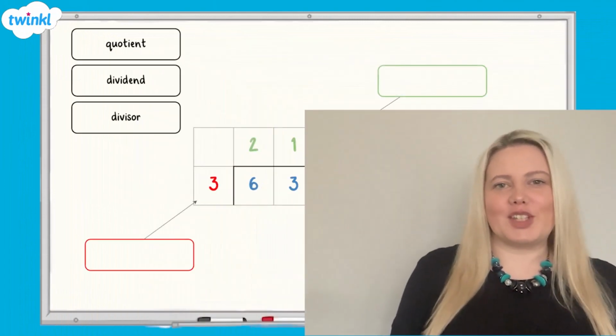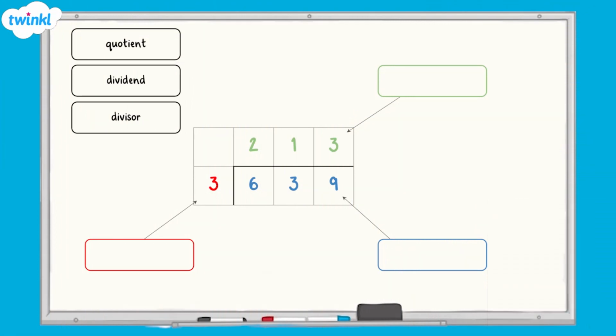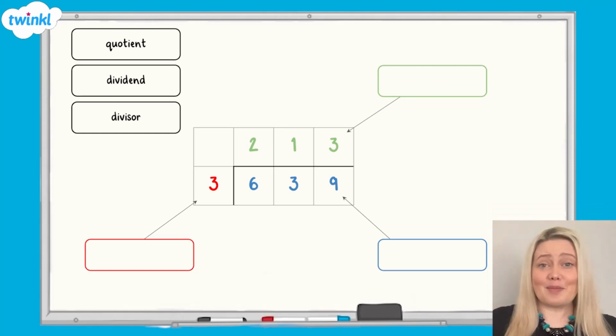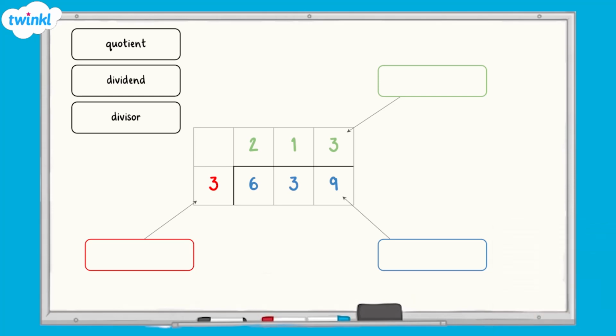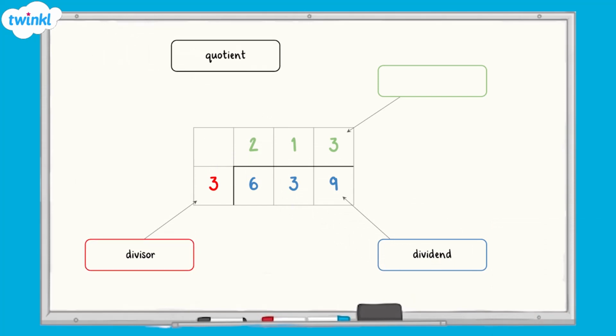I think that you're ready for a challenge now. Let's take a look at this question. Which is the correct place for each of these labels on this calculation? Pause the video now and have a go. Did you remember the correct mathematical term for each of the numbers in the calculation? 639 is the dividend, 3 is the divisor, and 213 is the quotient.